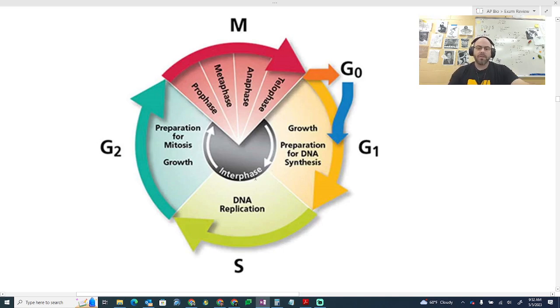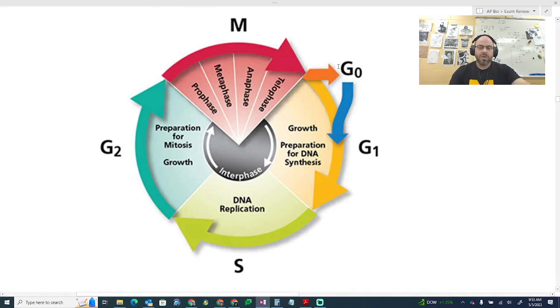Because you're planning on dividing the cell, which is why you're going to do G2. G2 is like the final checklist stage. It's making sure everything is ready to go, like you would do before a trip or something. Do we have everything we need? Preparation for mitosis. Once we get through G2, we enter into mitosis: prophase, metaphase, anaphase, telophase. You've been going over those probably since 7th grade. We're going to talk about each one of those briefly.